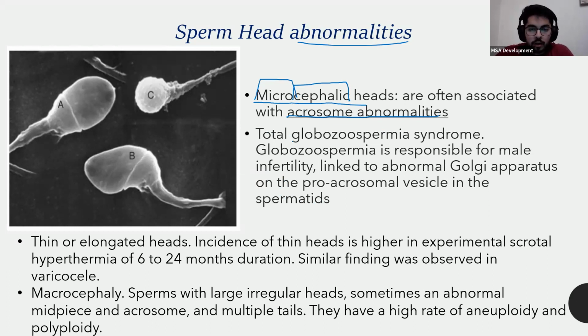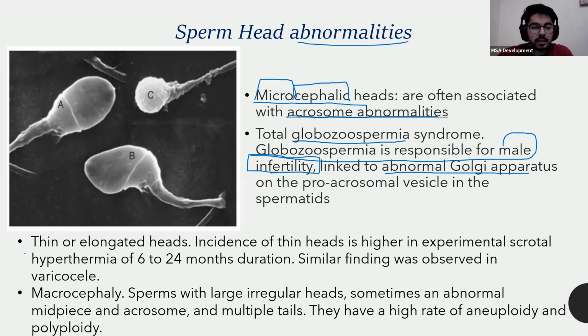We also have total globosospermia. Globosospermia is basically linked to abnormal Golgi apparatus during spermatogenesis. We said that the Golgi apparatus is the thing that condenses and forms the acrosomes. So if there is an abnormal Golgi apparatus, you're going to have a problem with the acrosomal reaction. And globosospermia is usually associated with male infertility, most of the time.